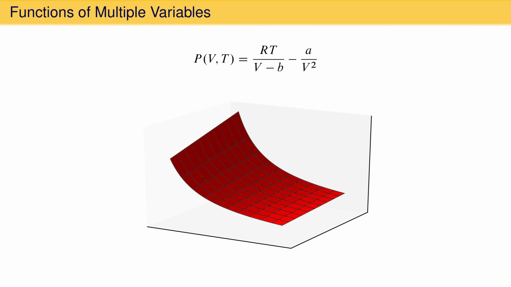When plotted for carbon dioxide, the van der Waals equation takes the form of a surface. For volumes between 1 and 5 liters and temperatures between 300 to 400 Kelvin, the allowed pressures of the gas in units of atmospheres fall on the plotted surface. The van der Waals pressure of 1 mole of gas is clearly dependent on two variables, volume and temperature.